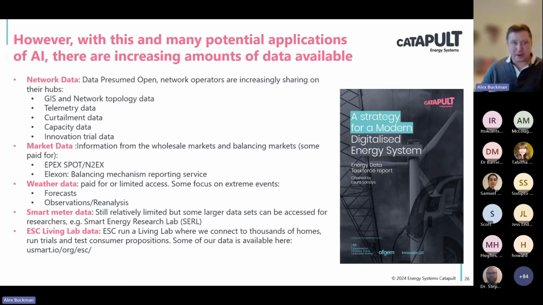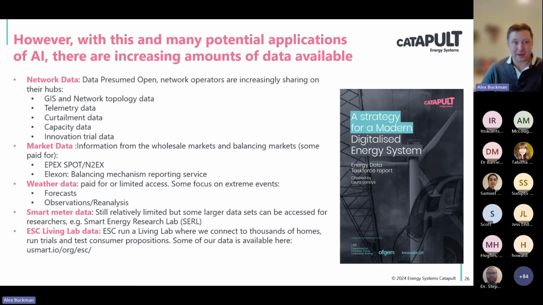So smart meters, you'll be aware of them, but smart meter data is potentially quite useful, but it's still relatively limited in terms of your access to it. But some data sets can be accessed for researchers. And then we've got our data as well.